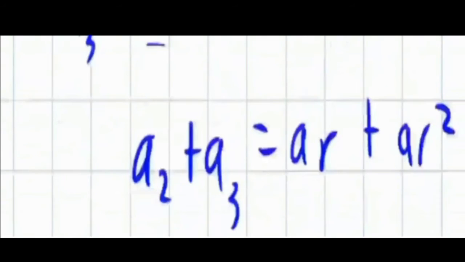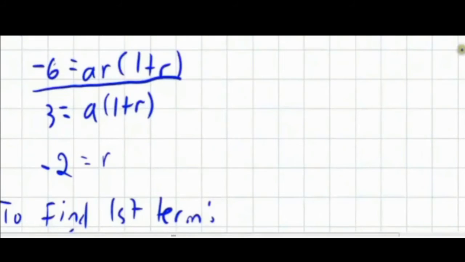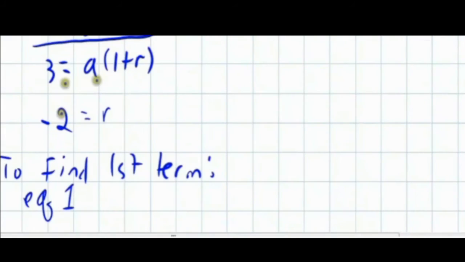And then they want us to find the common ratio, right? That was part of the original question: find the first term plus the common ratio. So for the common ratio, I'm taking equation 2 and dividing it by equation 1. Here's my equation 2. Up here was equation 1. So I do that, and now I've solved for r, and I found that r is negative 2. So that's part of the answer.